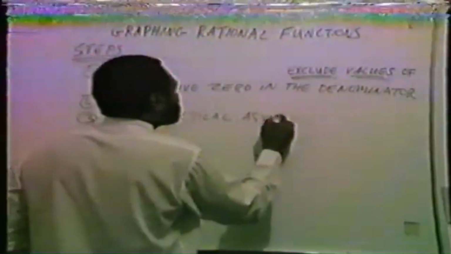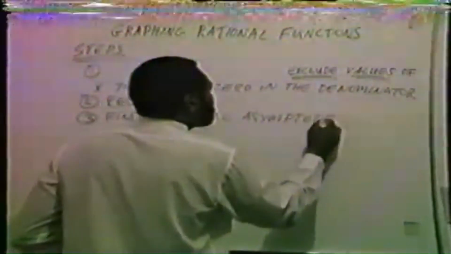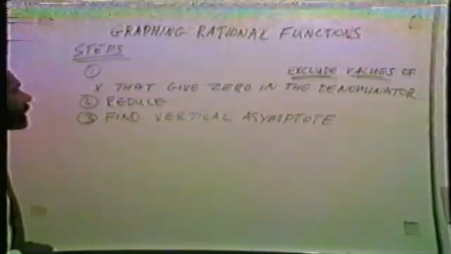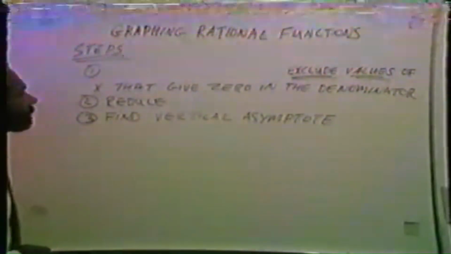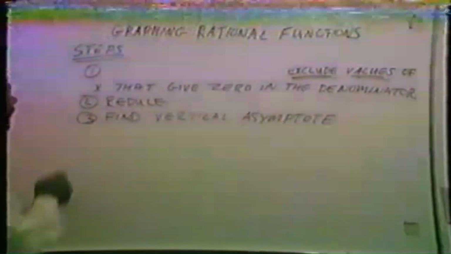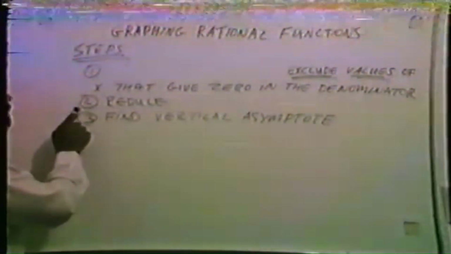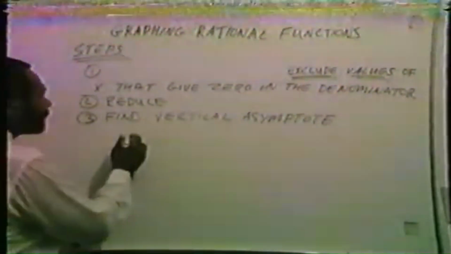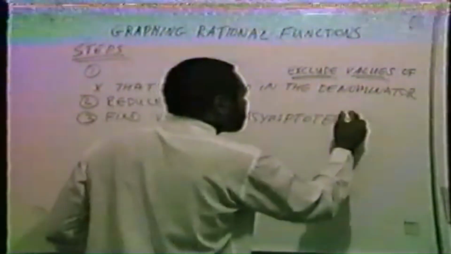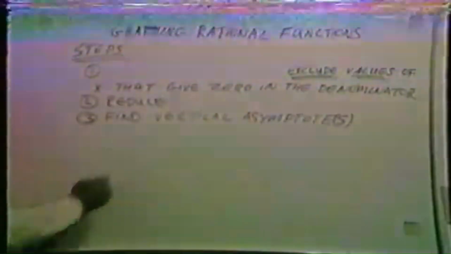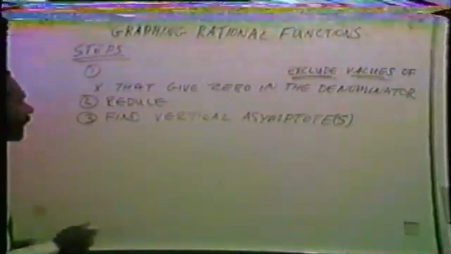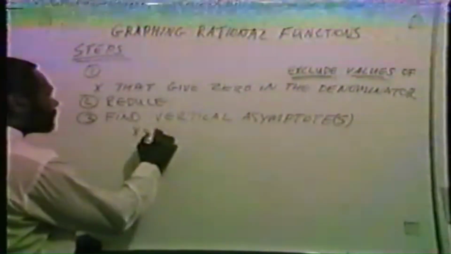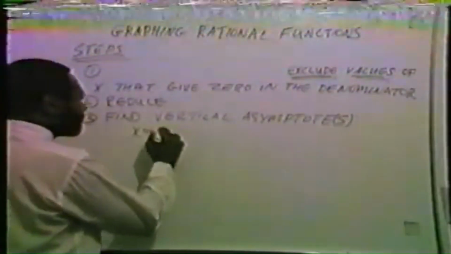asymptotes. And the vertical asymptotes are x equals any number that will give you 0 in your denominator after the rational expression is reduced. That's what we have for the vertical asymptote. Find the vertical asymptotes. We put a S in parentheses. You might have one vertical asymptote, or you might have several. So once again, x equals any number that will give you 0 in your denominator.